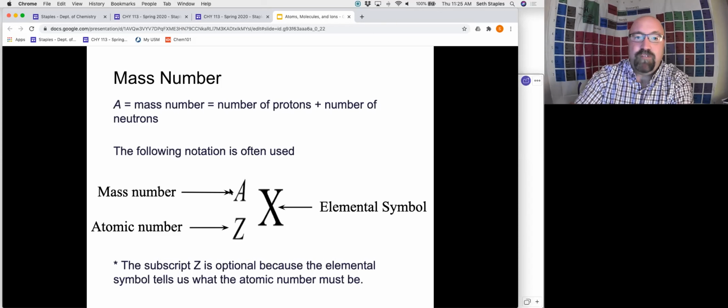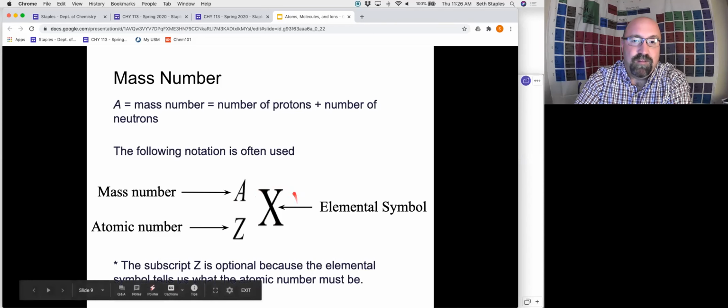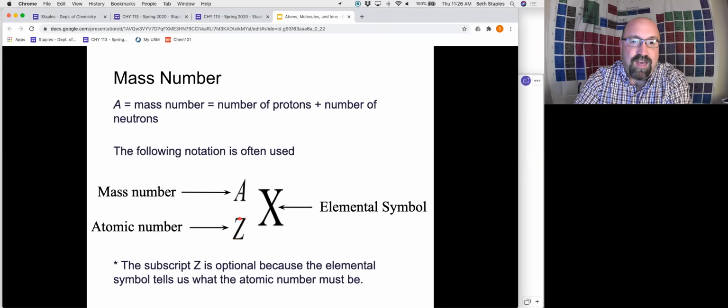And so we often use this type of notation here with the elemental symbol. So the element symbol, whatever that element might be, our atomic number as a subscript down to the left, and our mass number as a superscript to the right. And we assign the letter A to mass number. So again, it's just like atomic number being Z. We say Z equals 6 for carbon. Mass number equals A. So A equals 14 for the isotope carbon-14. And we'll talk about isotopes here in a little bit.